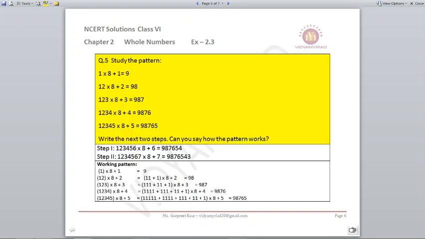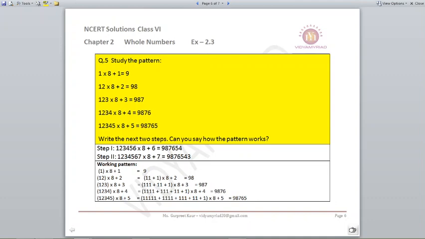Last question, number 5, study the pattern. If you see here, it is 1 into 8 plus 1, 12 into 8 plus 2, 123 into 8 plus 3. Your numbers are increasing, and in your answer pattern you see numbers are decreasing. First was 9. When 2 is added into the left part, it is reduced by 1, 98. When 3 is added, it became 987. When 4 is added, it became 9876. So 1 is added, 1 is subtracted. So what can be the next two steps? We have done till 5.